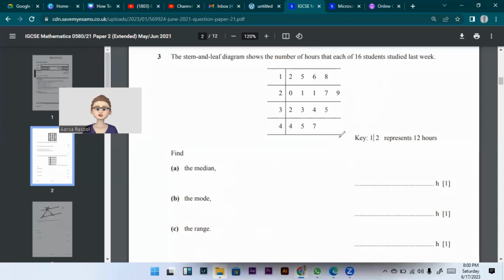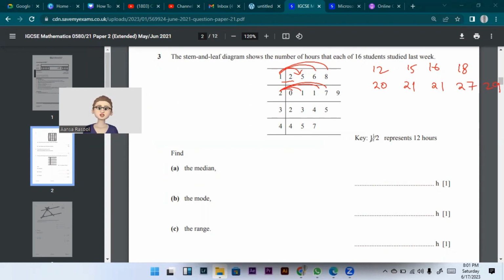First thing you should understand is how to read a stem and leaf diagram. 1 and 2, 1, 2 means 12, then 1 and 5, 15, then 1 and 6, 16, and then 1 and 8, 18. Then 2 and 0, 20, 2 and 1, 21, 2 and 1, 21, 2 and 7, 27, and then 29.